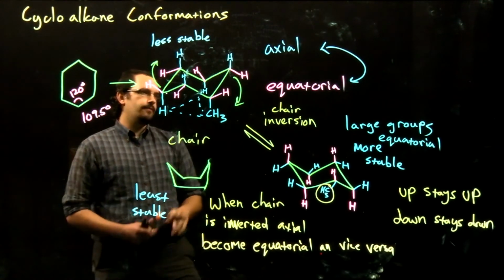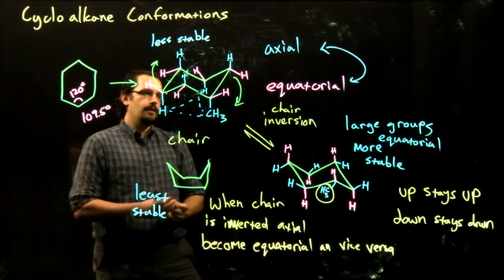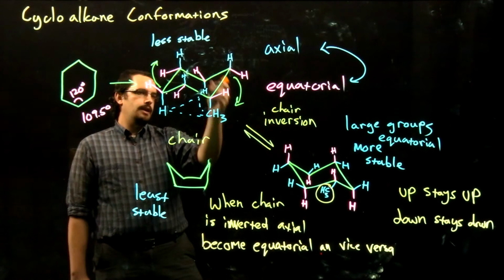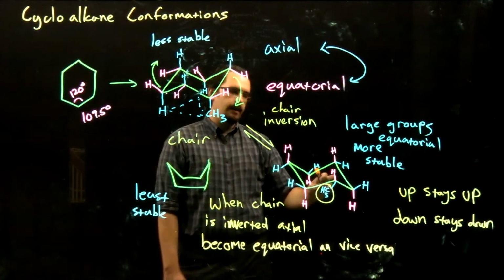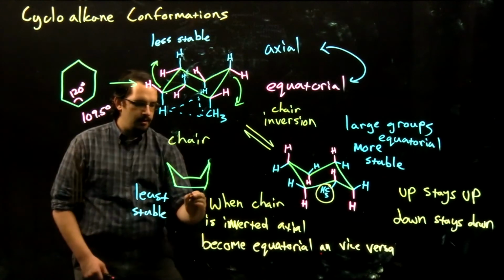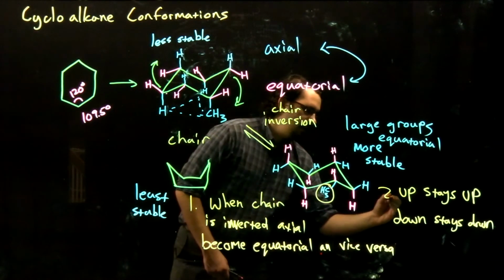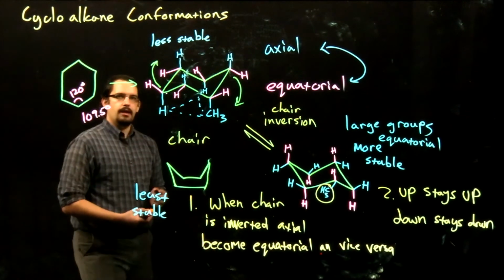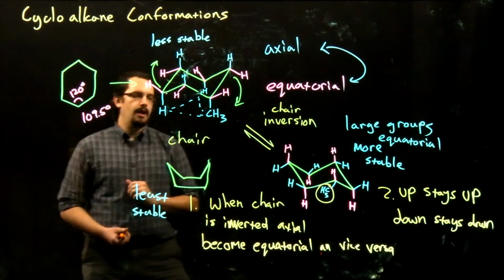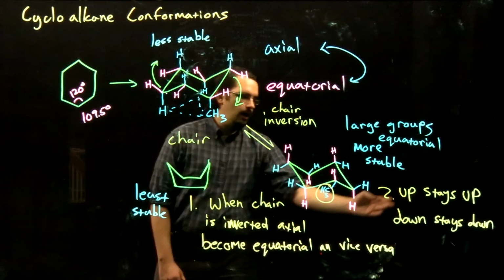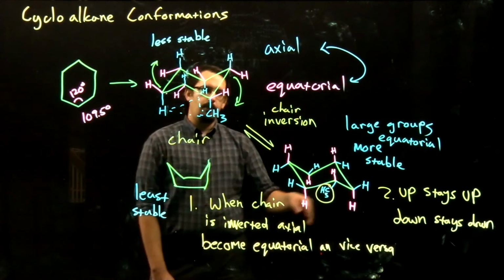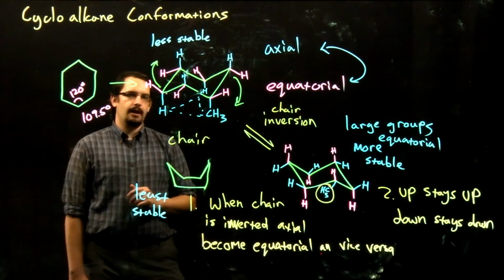We can see that repeated for all of our hydrogens, right? This one was pointing up and equatorial. Now it switches up here and it's pointing up and axial. So these two key points happen every time we invert our chair, right? All of our groups switch between axial and equatorial. Our groups that are pointing upwards stay pointing upwards, and our groups that are pointing downwards stay pointing downwards.